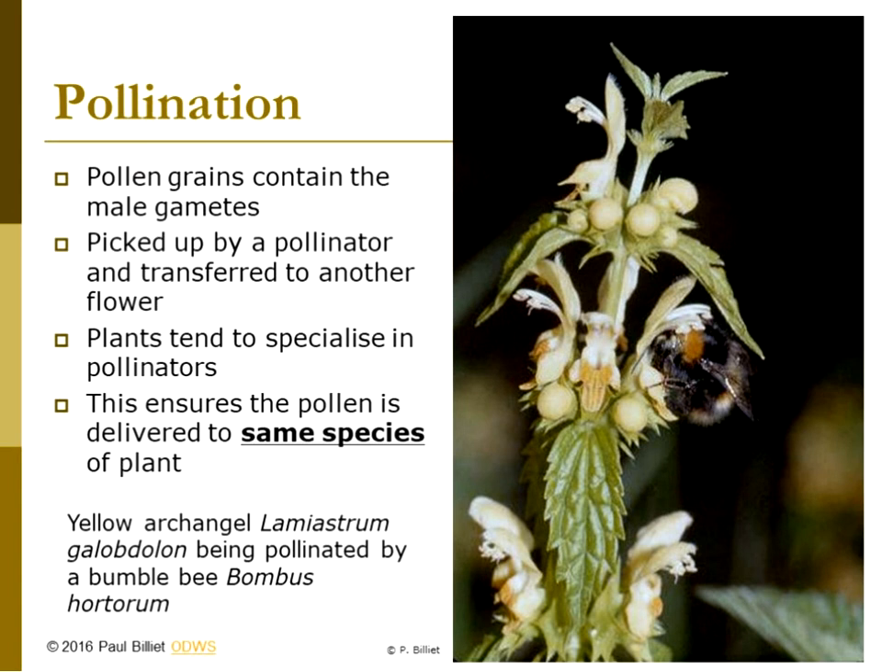All right, so we're going to talk about pollination. Pollination is very simply just when pollen gets transferred from the stamen to the pistil. Very simple. Pollen grains contain the male gamete. We know pollen is male. When you see pollen in the air, that's male reproductive cells from flowers in the air. They're picked up by a pollinator and transferred to another flower.